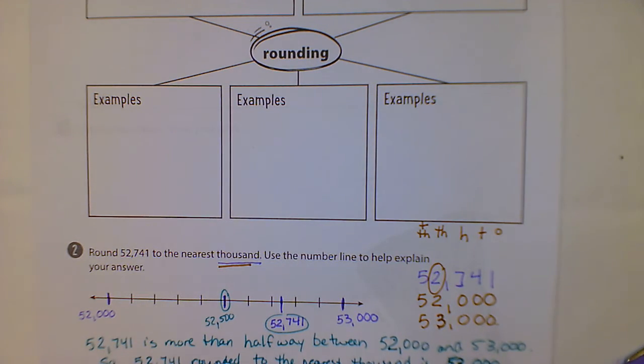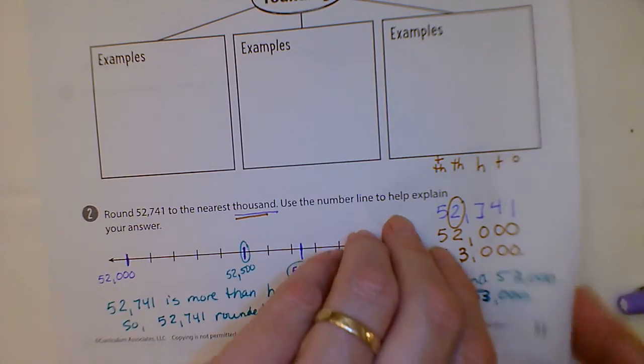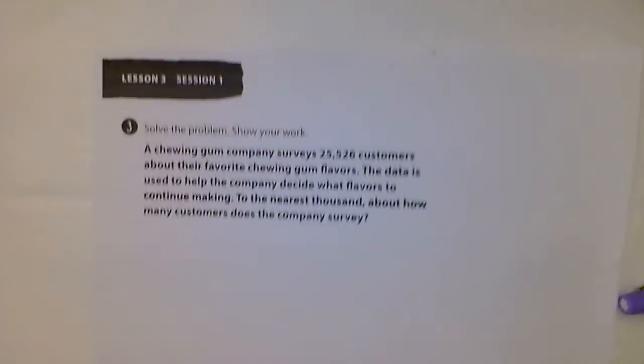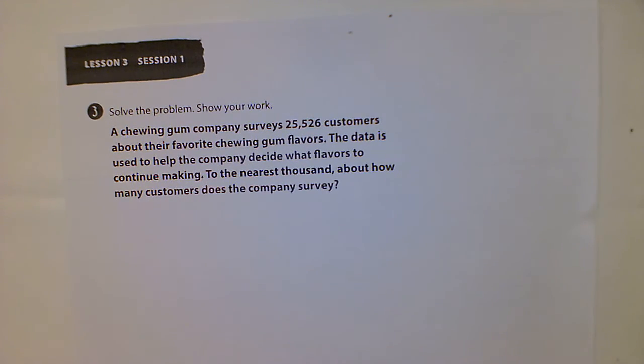Let's see what we have. Oh, you can't even see all my writing. Sorry, guys. There you go. Okay. So here we go. Next problem. So here we have number 3. And it says a chewing gum company surveys 25,526 customers. So that's an important piece of information, I'm sure.